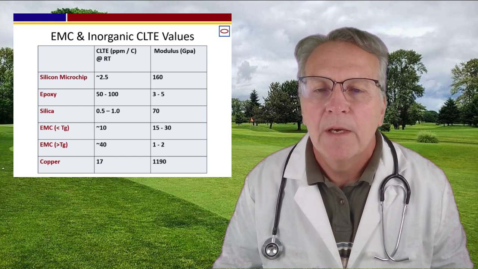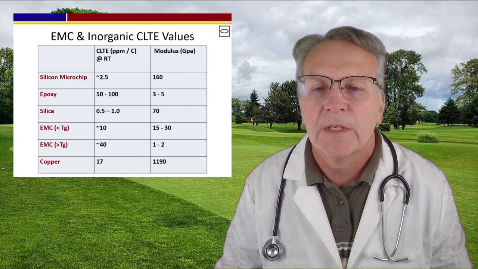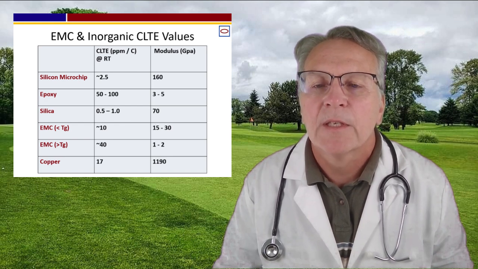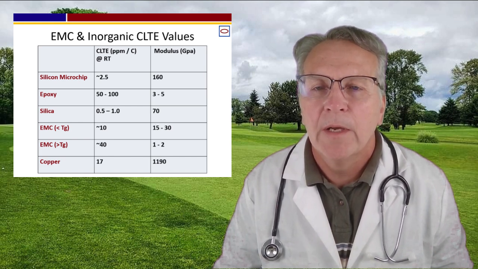The table shows EMC CLTE values below Tg of 10 ppm per degree C, while copper has a CLTE value of 17 ppm per degree C. That means you can stack EMC next to silicon and even copper, and they will respond similarly to heat. And that is important in the automotive, cell phone, computer, and camera industries. Knowing that EMC is a highly filled epoxy with CLTE values between silicon and many metals, that's working knowledge.